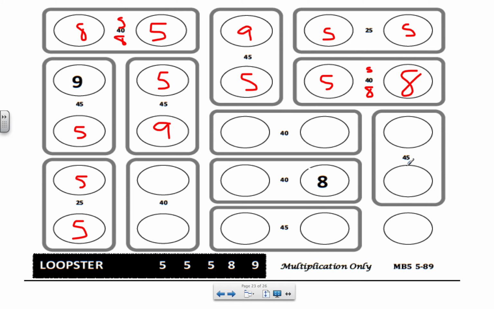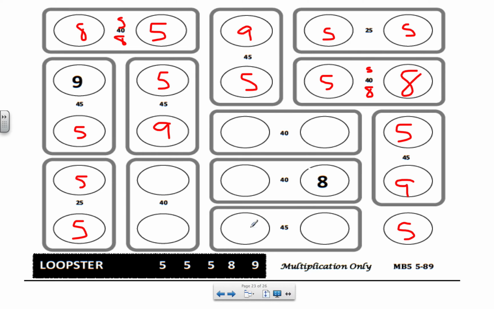Now, I get to this one. What makes 45? 9 times 5. But when I look across, I've already used my 9. So this can't be 9. This has got to be the 5. This has got to be the 9. What's missing in this last column? I used my 8, my 9, and 2 of my 5s. Oh, this has got to be my third 5.